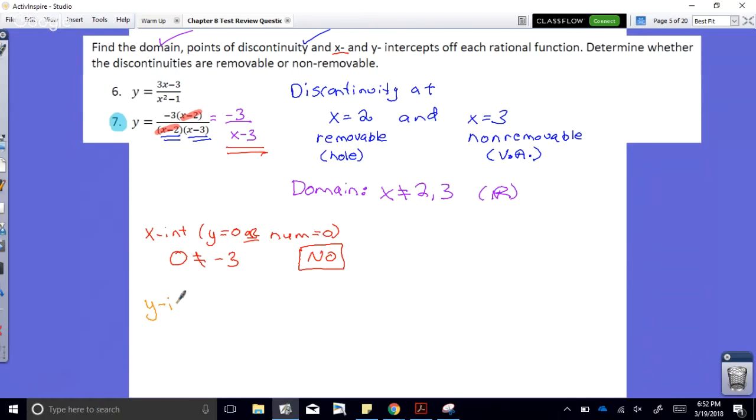Okay, if I then find the y-intercept by setting x equal to 0, again, using factored form, I get -3 over 0 minus 3, which becomes -3 over -3, which is just 1. So you can tell me that the y-intercept is 1, or as an ordered pair, it's the point (0, 1).